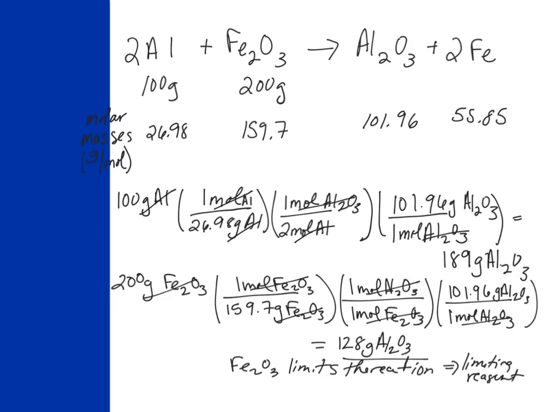One thing you need to notice is we're starting with more iron oxide, but it ended up as our limiting reagent. We can't just look at the moles or the mass of a substance to determine whether or not it's the limiting reagent. You need to look at how much product you can produce. The maximum amount of product that you can produce from this reaction is 128 grams of aluminum oxide.